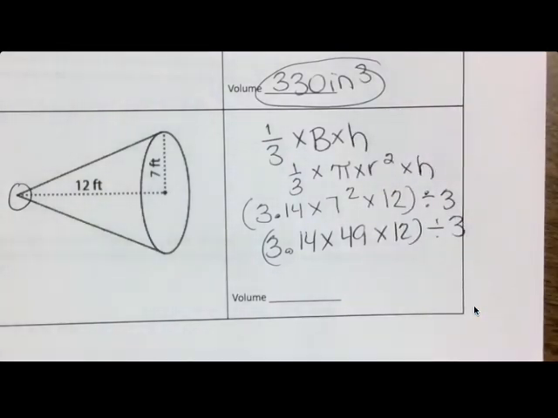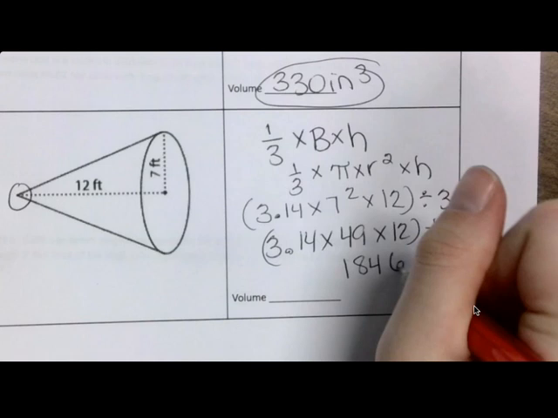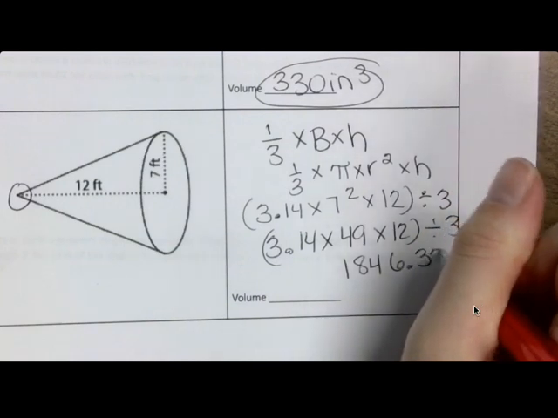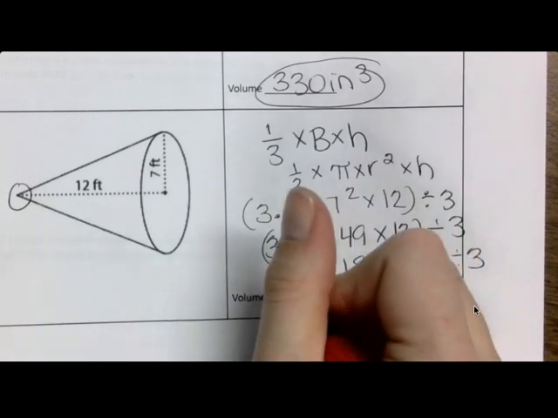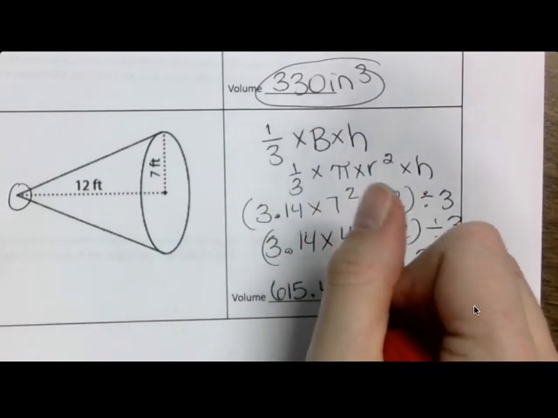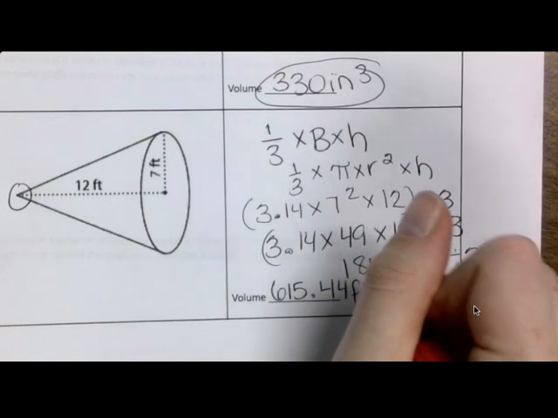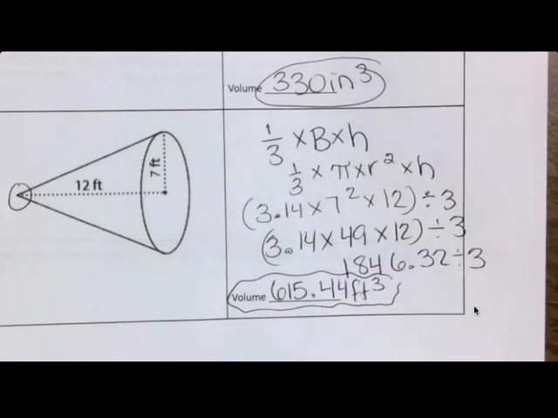When I do that multiplication left to right, I get 1,846.32. I'm going to divide that answer by 3 and end up with my final answer of 615.44 feet cubed. Okay?